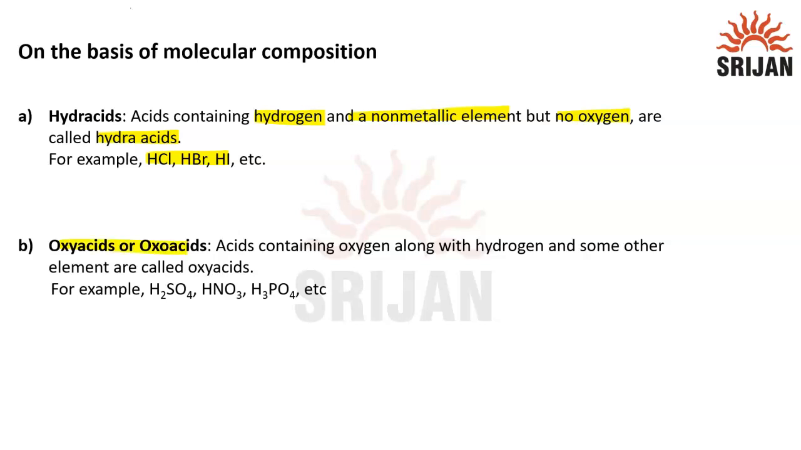Then we have oxyacids or oxoacids. Acids containing oxygen along with hydrogen and some other element are called oxyacids. For example, we have hydrogen, a non-metal and oxygen atoms. That's why H2SO4 is an oxo or oxyacid. Then we have HNO3, H3PO4. They are all examples of oxyacids.